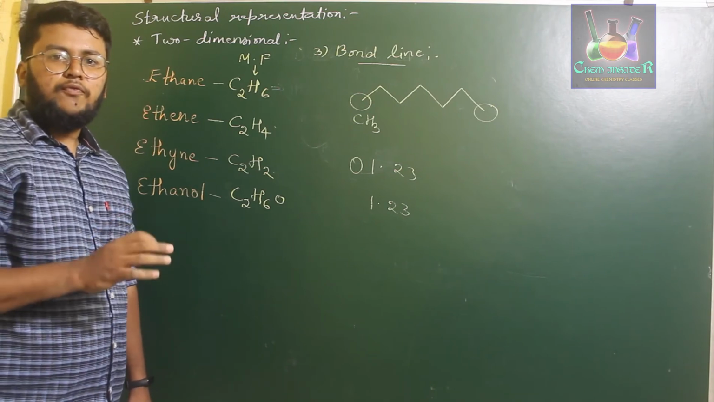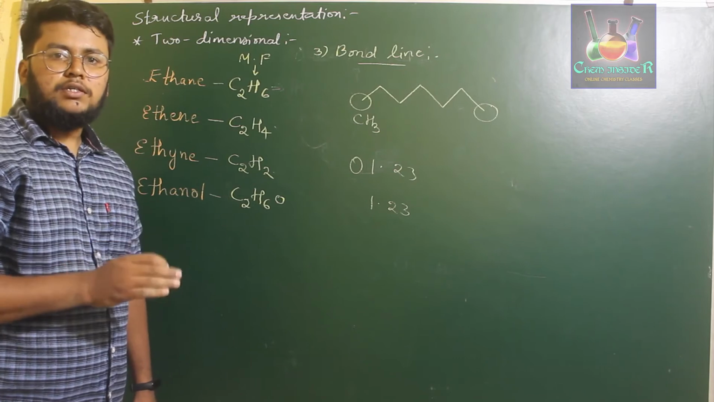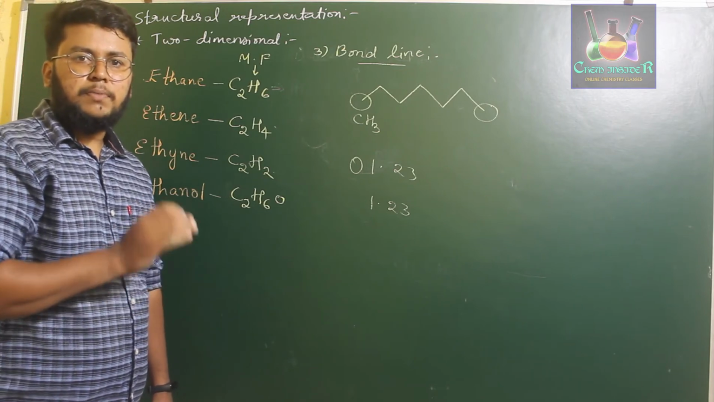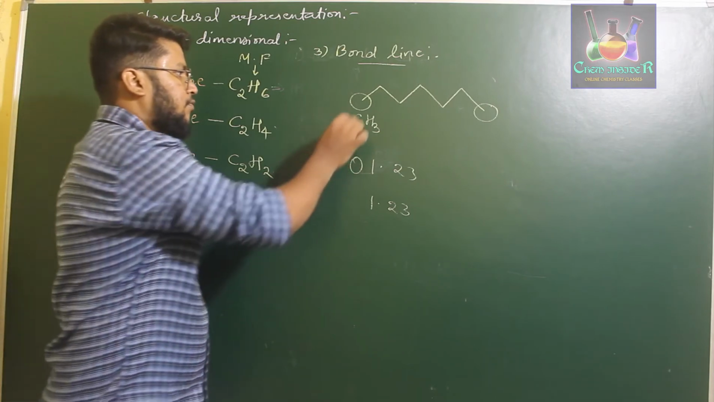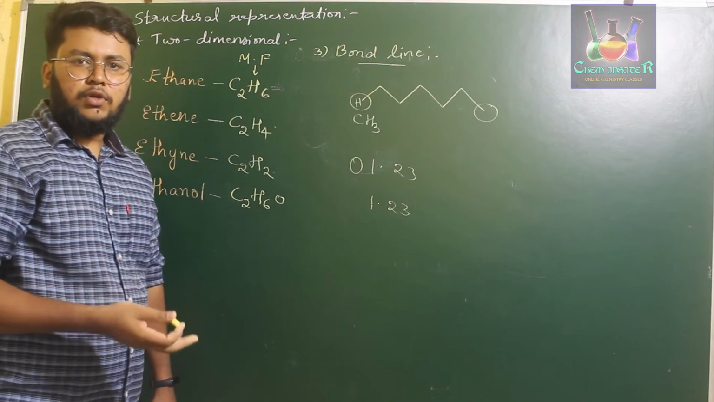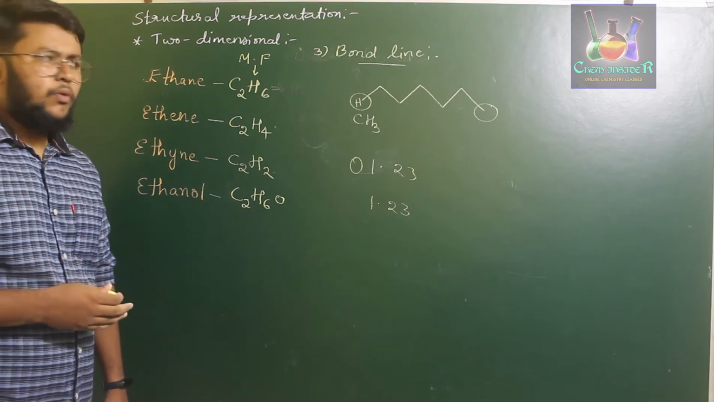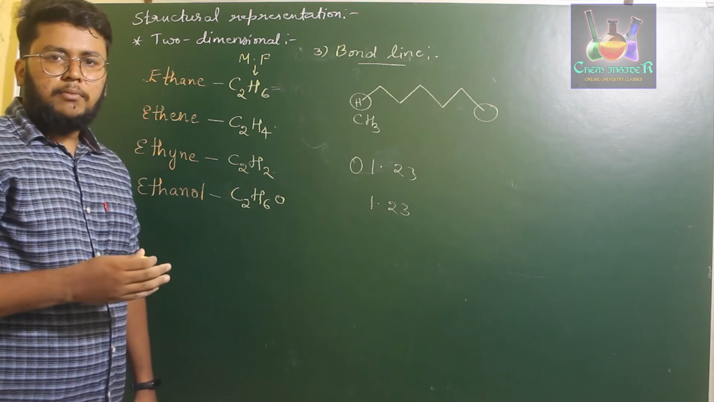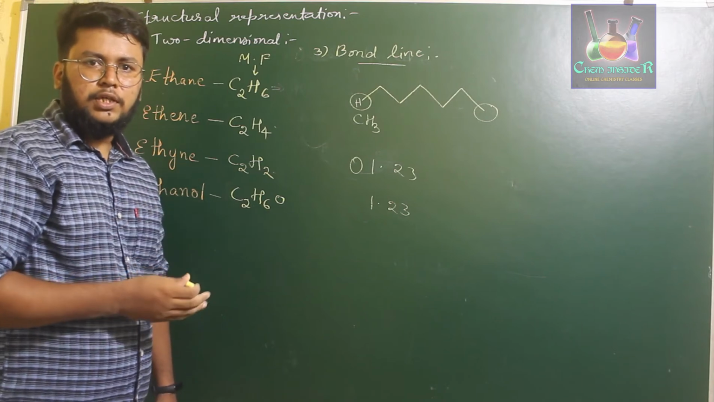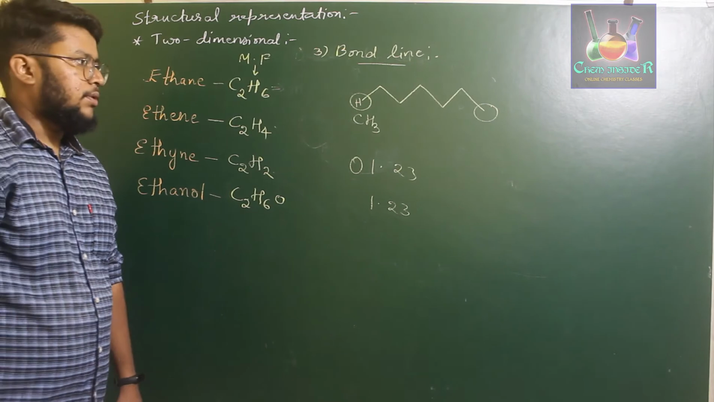If you don't want to write CH3 at that particular position, you must indicate the atom which is present there. Like if you consider hydrogen, you have to indicate the hydrogen present. If you are considering any functional group, you have to write down the atom there. If you don't have any atom or functional group present at the terminal position, it clearly indicates that there is a CH3 group present there.